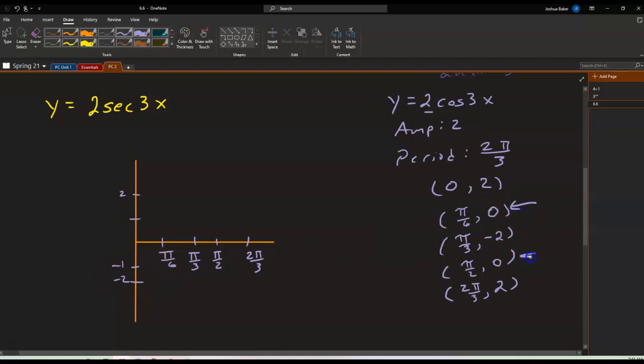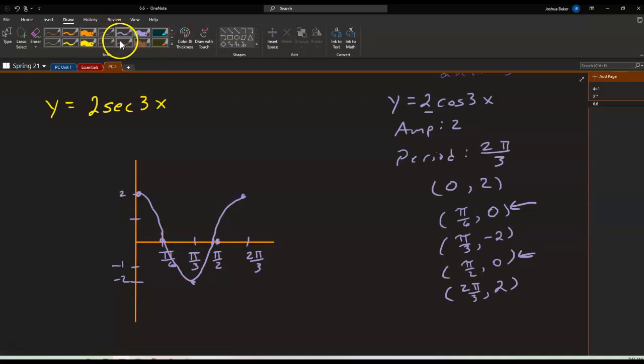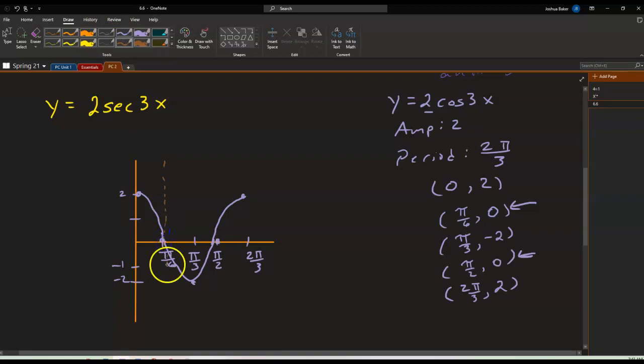Anytime I have a y value of 0, I'm going to have an asymptote. Sorry, let me go ahead and graph this function just real quick. 0, 2, pi over 2, 0, pi over 3, -2, pi over 2, 0, and 2 pi over 3, 2. So it's going to look like this. So we are vertically stretched and horizontally compressed. All right. Now, anytime this graph hits 0, I'm going to have a vertical asymptote.